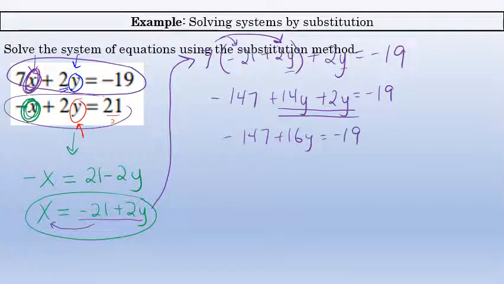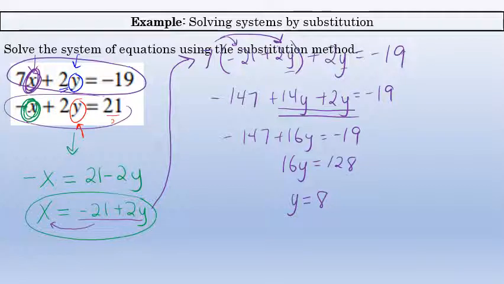Then I'll add 147 to both sides of the equation. I'm working to isolate the y. And after you add 147 to both sides, you have -19 plus 147, which is 128. And although this is not the case for every system of equations, this division divides evenly. 128 divided by 16 is exactly 8.